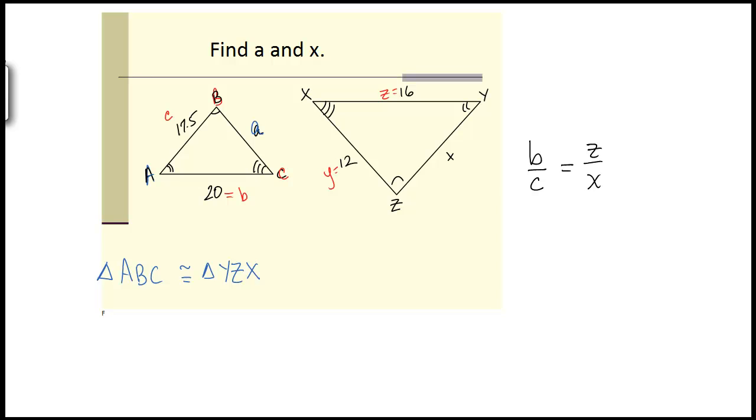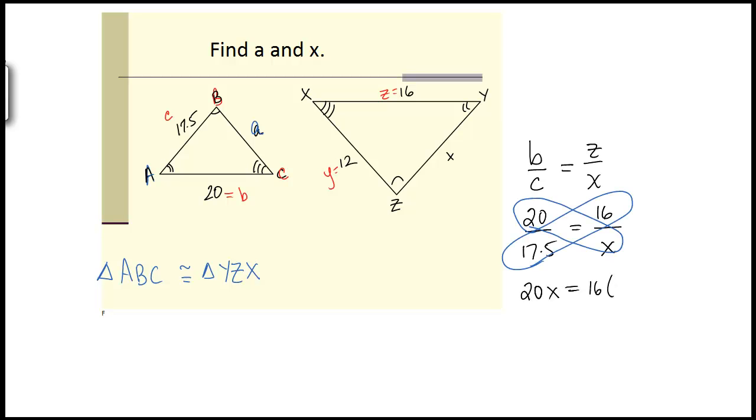Plug in what you know. You have 20 over 17.5 is equal to Z, 16, over the unknown X. Cross multiply. That will give me 20x is equal to 16 times 17.5. That will give me 280 divided by 20. And x is equal to 14.